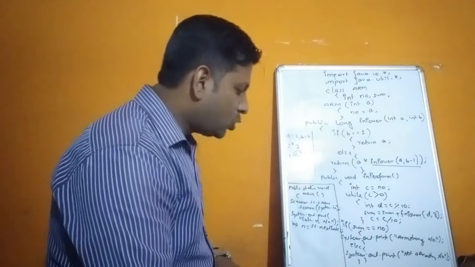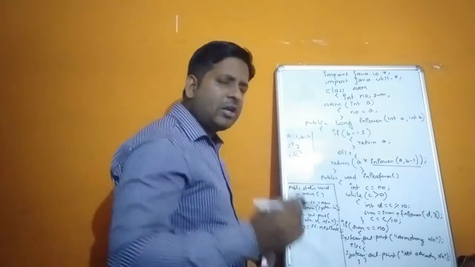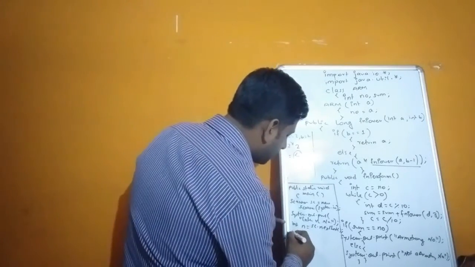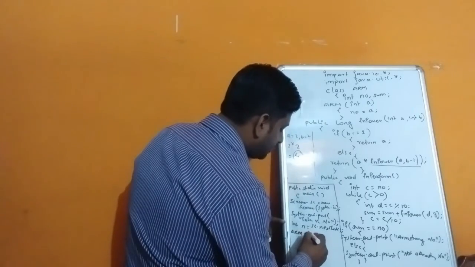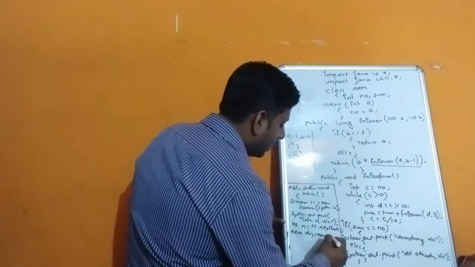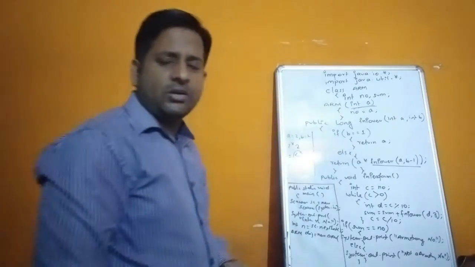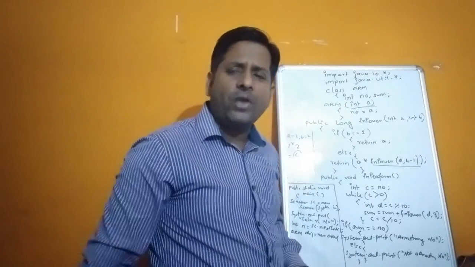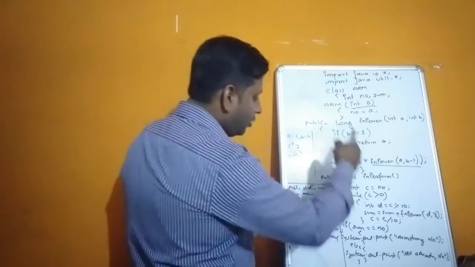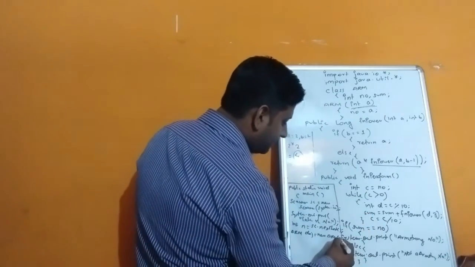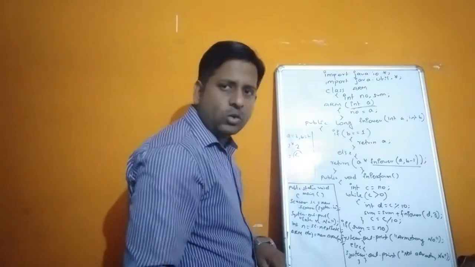Okay, so once you get the number, now what we need to do is create the object. Class name is ARN. ARN obj is equal to new ARN. You can see it is a parameterized constructor. That means you have to pass the value of a. So the value of a we will pass is n, that's the number which we asked from the user.